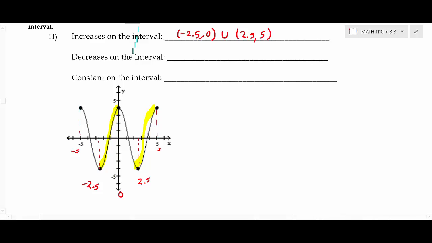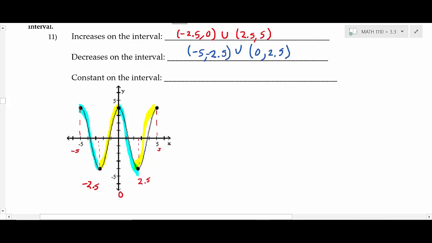Okay, decreasing would be these. It's kind of like you're on a roller coaster and you're going downhill. So the things I highlighted in blue are decreasing. Okay, so decreasing, what would you say? You would say from where to where? -5 to -2.5, again with parentheses, and then the other place would be where? 0 to 2.5 like that. Okay, so that's real straightforward how you name that.